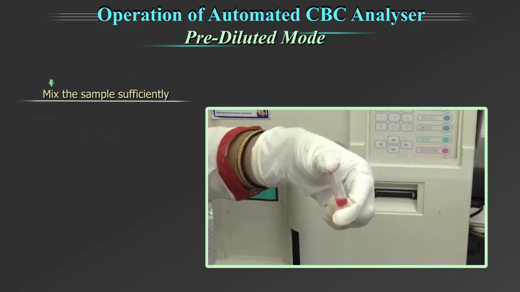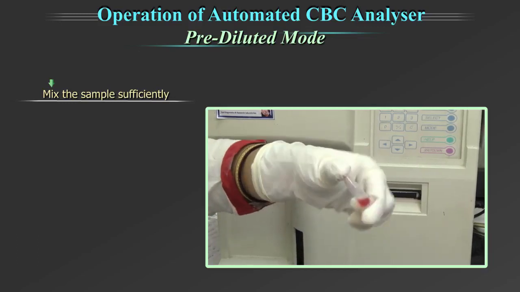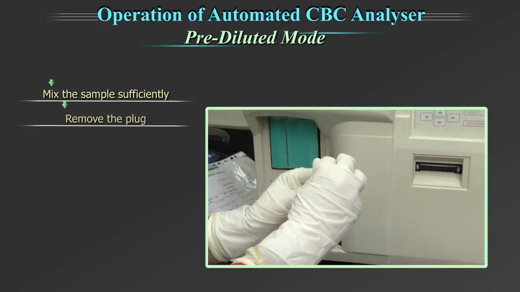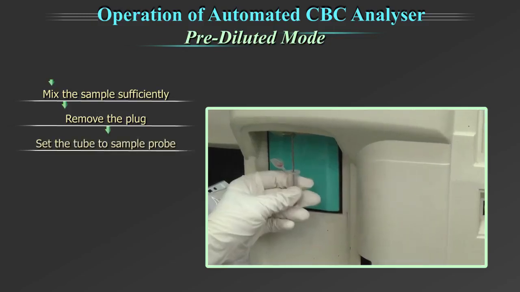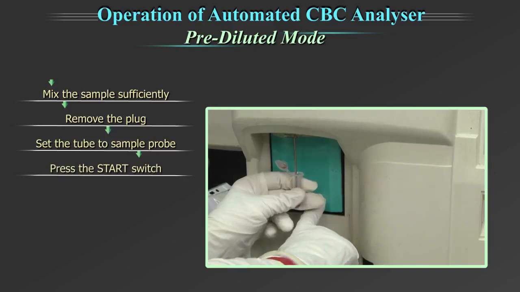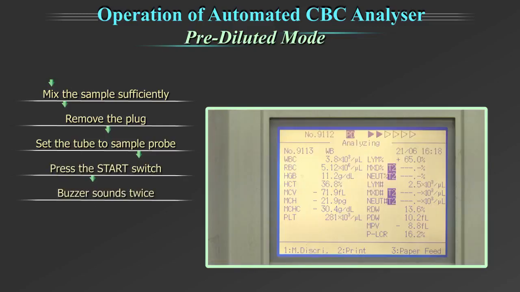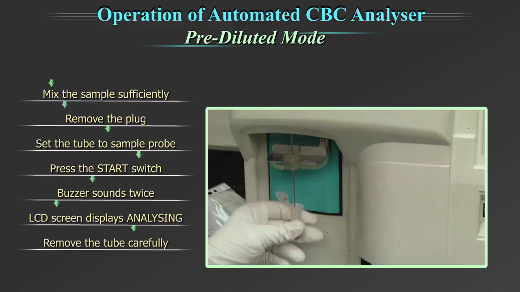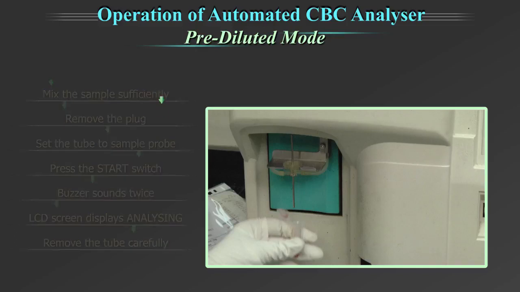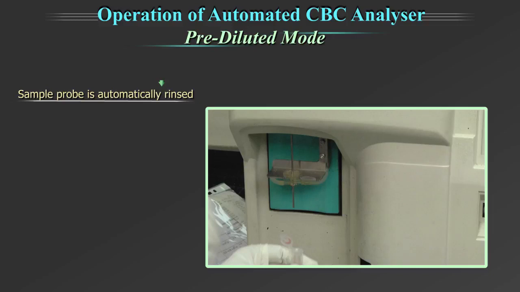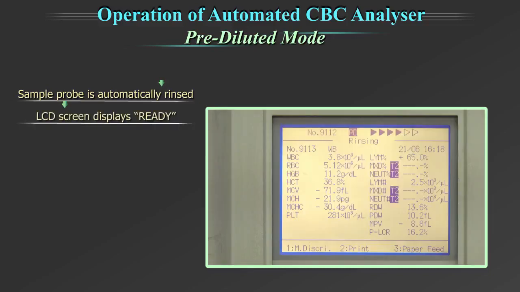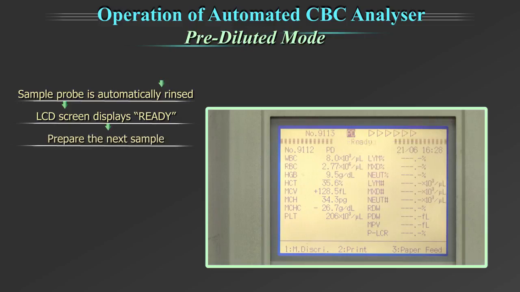Mix the sample sufficiently by gently inverting the tube 8 to 10 times. Remove the plug, taking care not to scatter the blood. Set the tube to the sample probe and press the start switch. The buzzer sounds twice, and when the screen displays analyzing, remove the tube carefully by lowering it straight down. The sample probe is automatically rinsed, so there is no need to wipe it clean. When the screen displays ready, prepare the next sample and repeat the procedure.